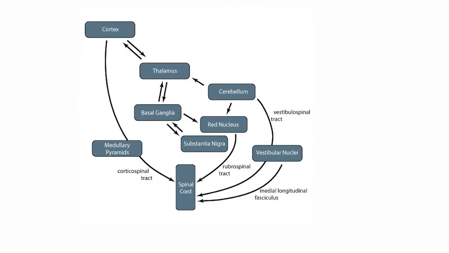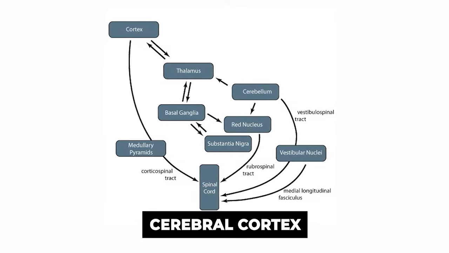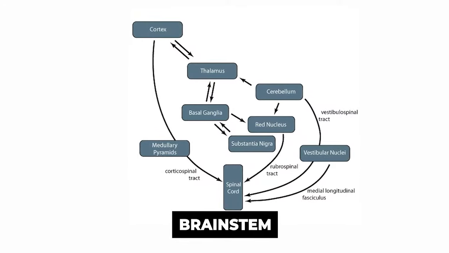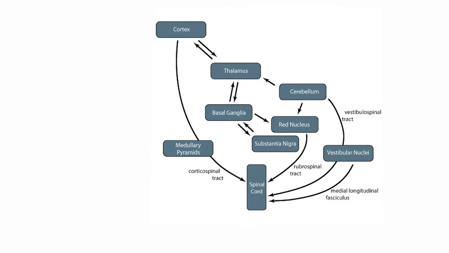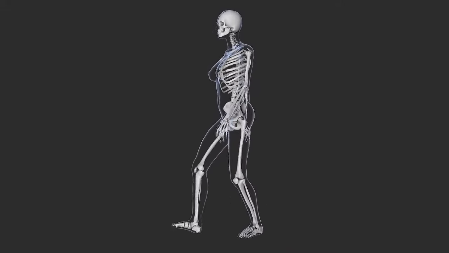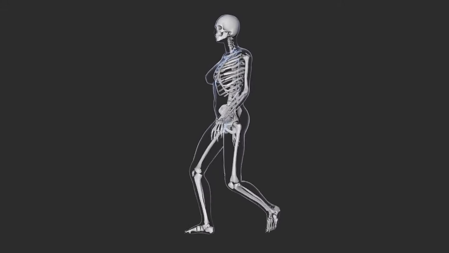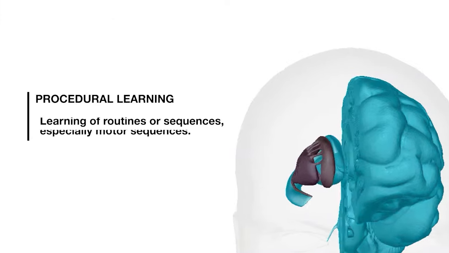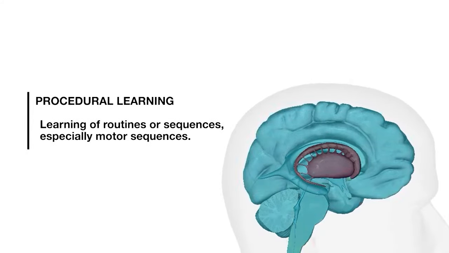The basal ganglia, in coordination with the cerebral cortex, thalamus, and brainstem, help smooth out and coordinate movements. They're involved in the initiation and termination of movements, ensuring movements are fluid and purposeful. Procedural learning. They play a role in the learning of routines or sequences, especially motor sequences.